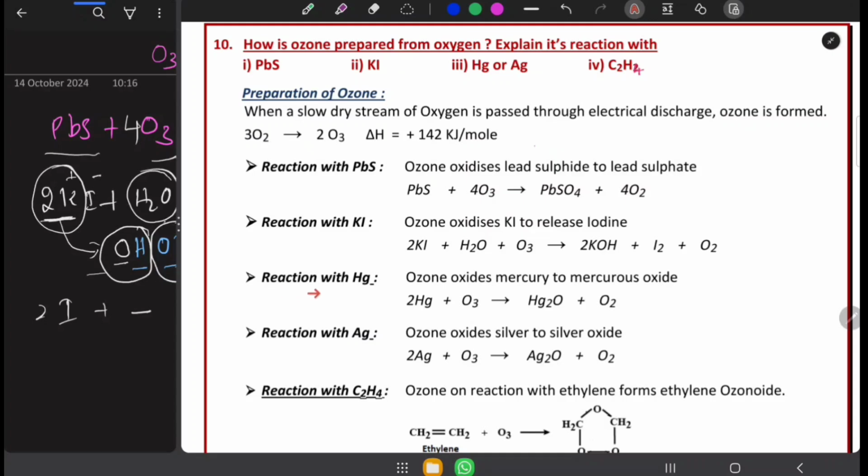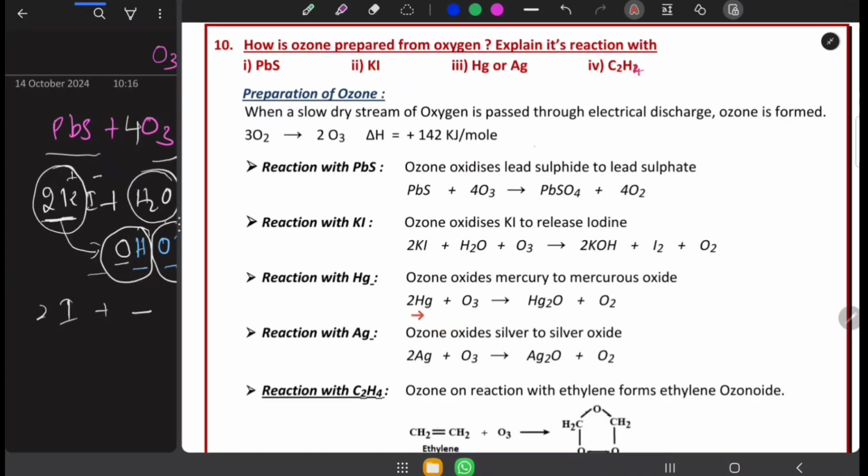Next, come to the reaction with Hg and the next reaction with Ag. These two reactions are very similar. See here 2Hg, 2Ag. What's the difference? Here H is there, here A is there. Mercury and this is silver. O3 and O3. What we discussed: ozone donates one oxygen to the other reactant.